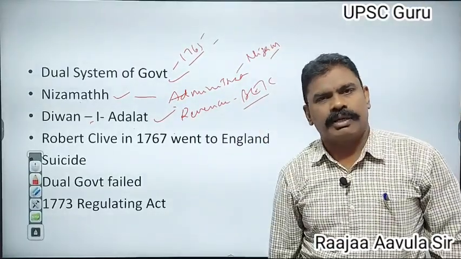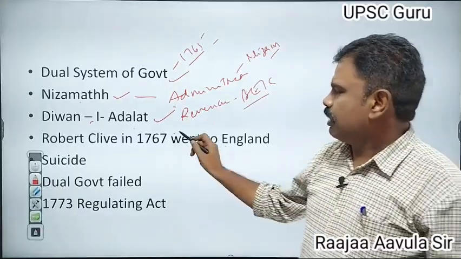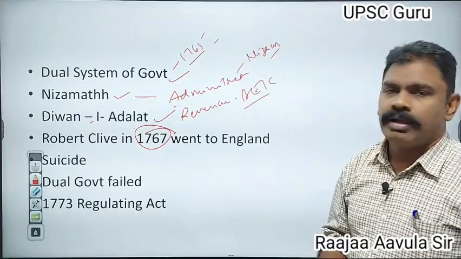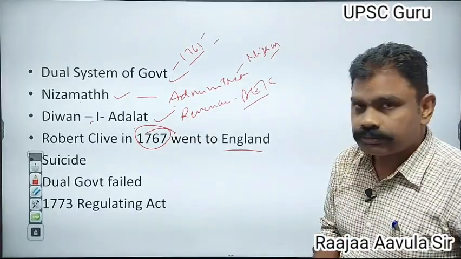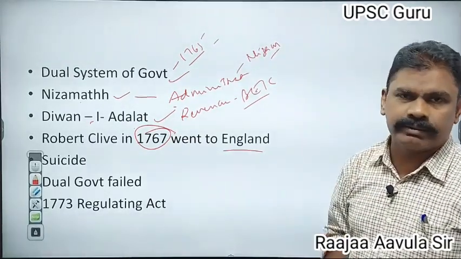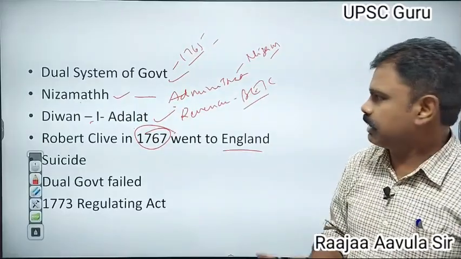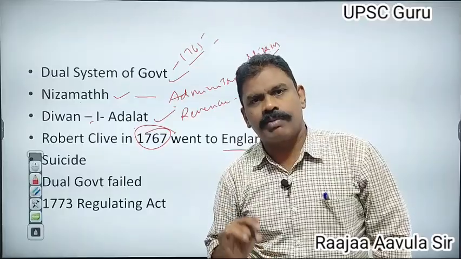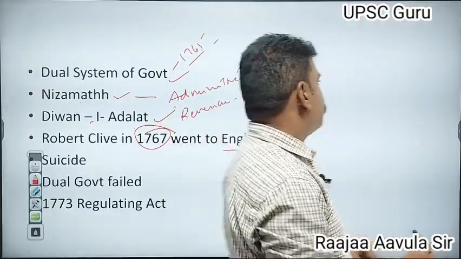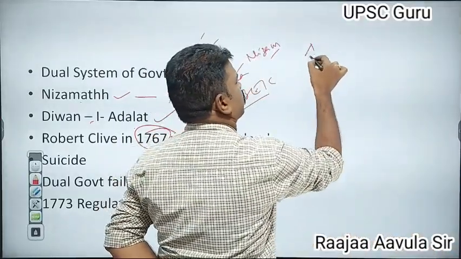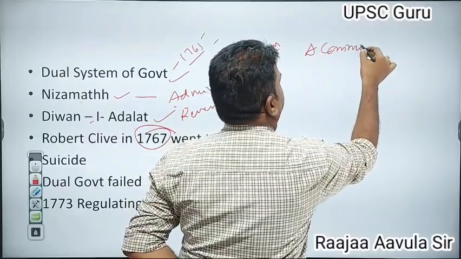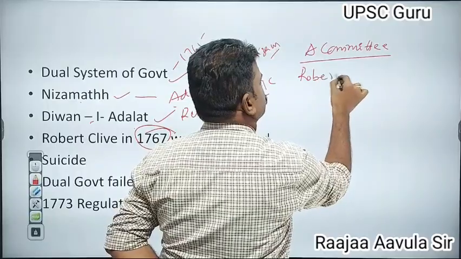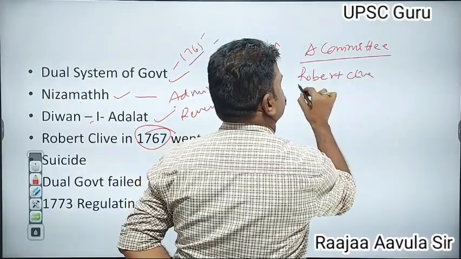In 1767, Robert Clive left India and went to England. The dual government failed because Robert Clive committed bribery. Robert Clive was corrupt. They appointed a committee on the activities of Robert Clive.